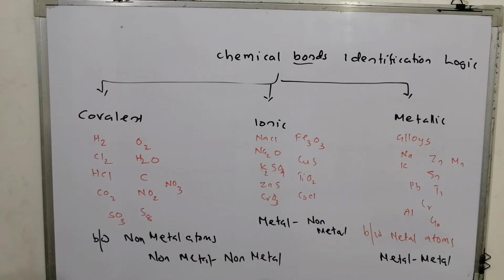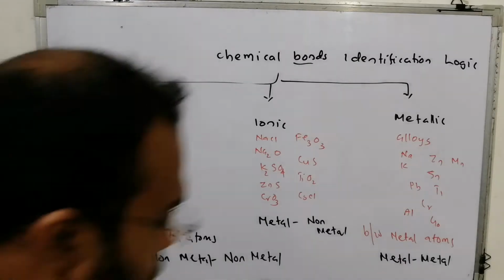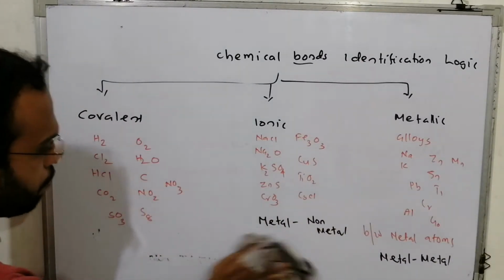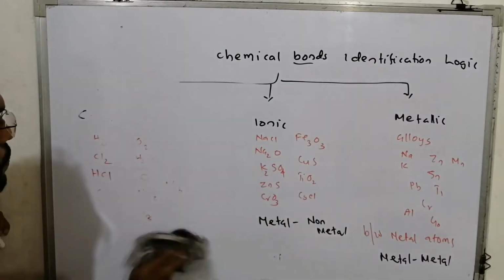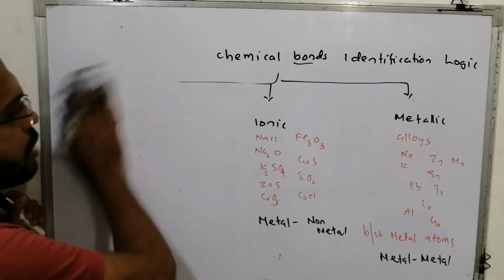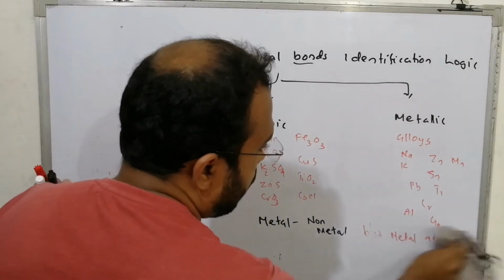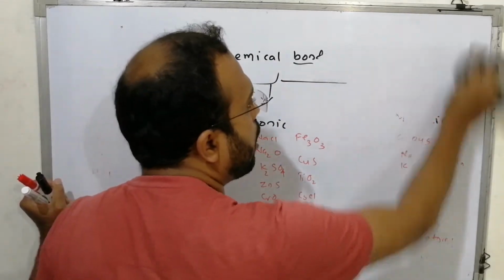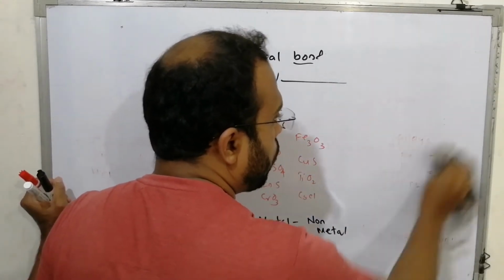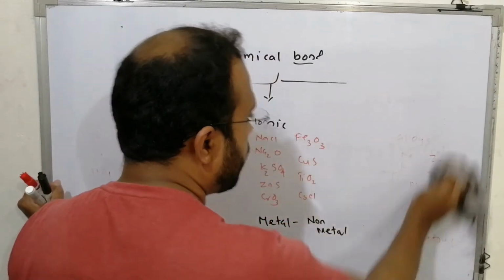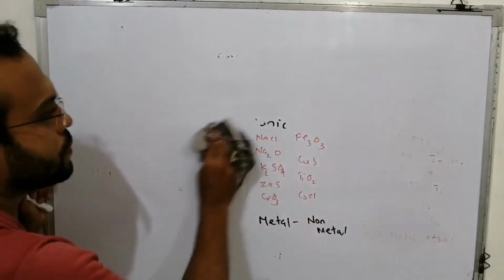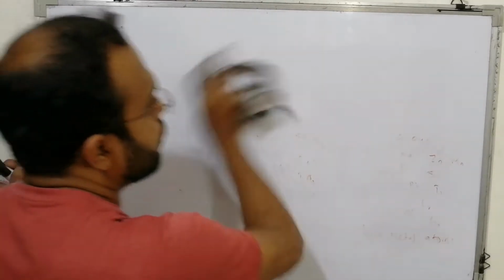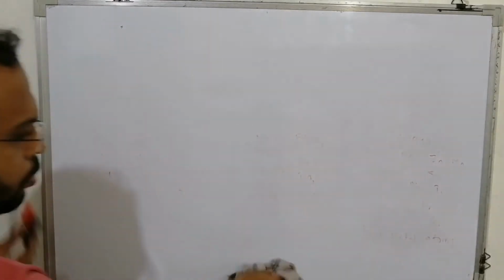Fine? Yes. Now our ionic bond is electrostatic force of attraction between opposite charge ions. Where the role of opposite charge was taken by metal and non-metals. Metal atoms are positively charged. Okay. Now let us continue the ionic bond.